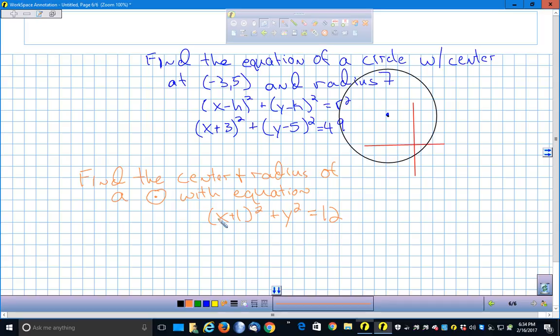Well, in this case, since x - h is x + 1, that must mean that h is equal to -1. And since y - k is just plain old y, that means that k must have been 0. So the center of my circle is at (-1, 0). And this over here, 12, is the radius squared. So r² is equal to 12. So r is equal to the square root of 12, which, since we are very good at simplifying square roots now, can be written as the square root of 4 times the square root of 3, which is 2√3, which is about 3.4 something, somewhere around there. I'm guessing it's in the ballpark.